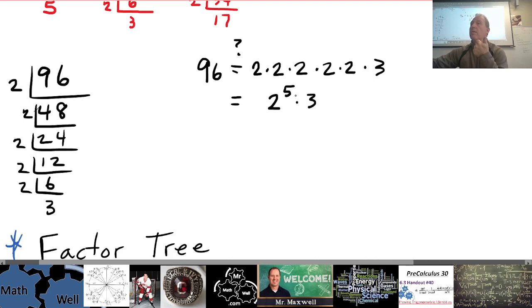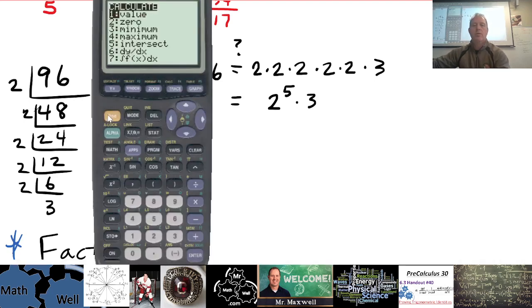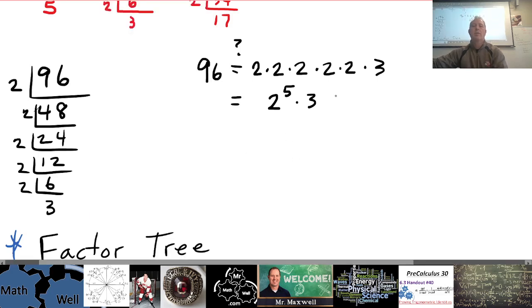You guys know that? Cool. So you can do it the long way or the short way. So 2 times 2 times 2 times 2 times 2. That's 5 times. Times 3. Let's see what that equals. Oh, good. 96. 2 to the power of 5 times 3 is 96. Okay. So that checks out.